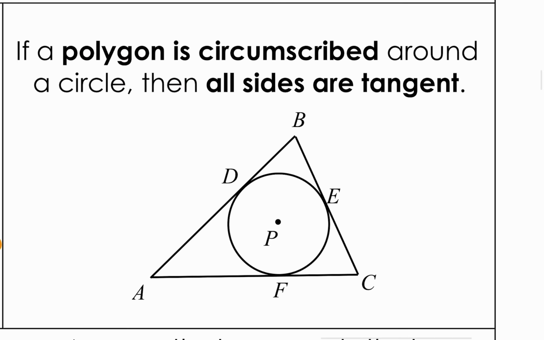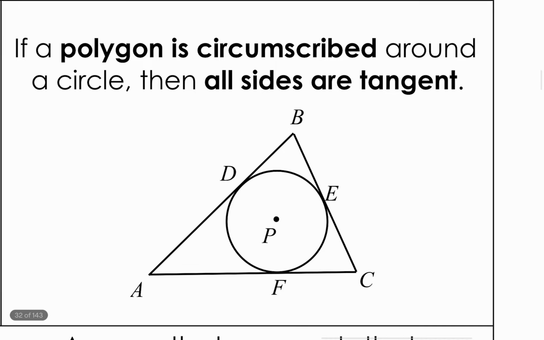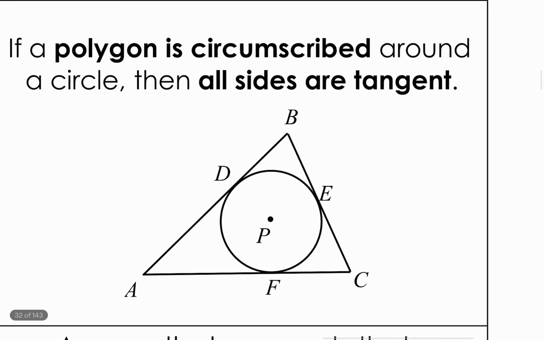Okay. Next property is that if a polygon is circumscribed around a circle, then all sides are tangent. So we have this triangle that is circumscribed around the circle, and so these sides of the polygon are tangent lines. So AC is a tangent line, AB is a tangent line, and BC is also tangent to the circle.